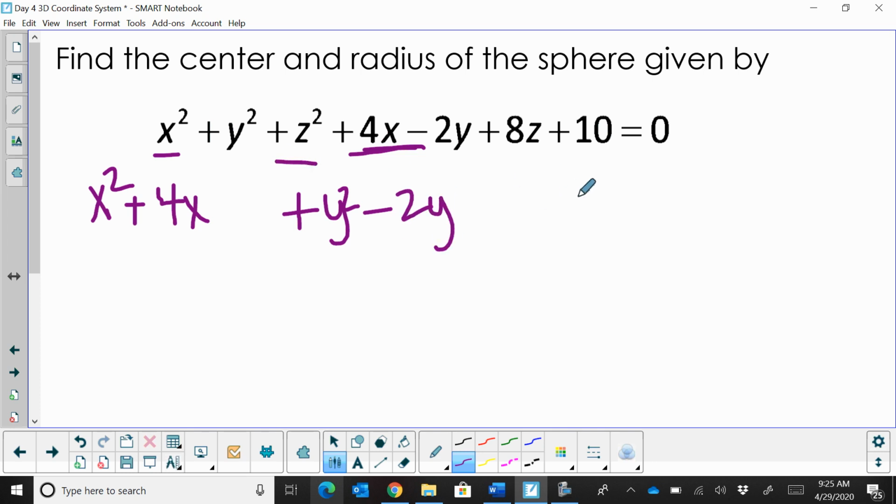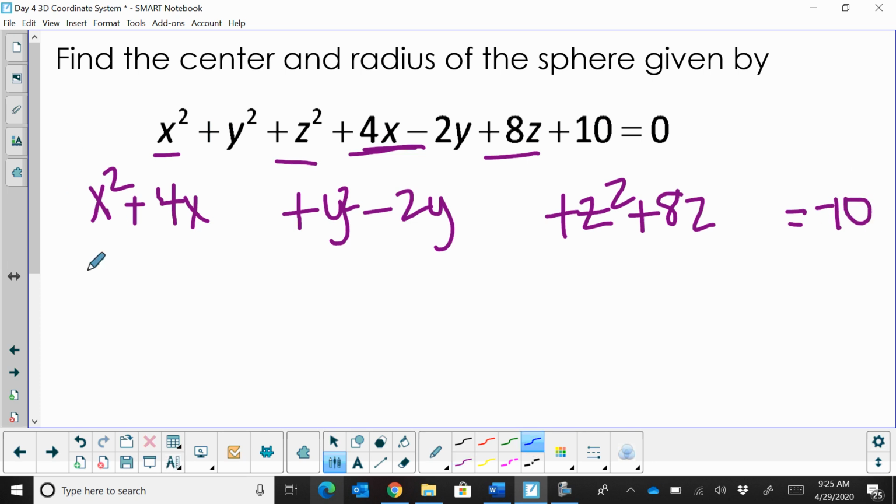Then I have a z squared, so leave a little space for completing the square. And then z squared, and then I have a positive 8z. And then I'm going to move my constant to the other side. So as I complete the square, I add my constants to the right. Now let's complete the square.